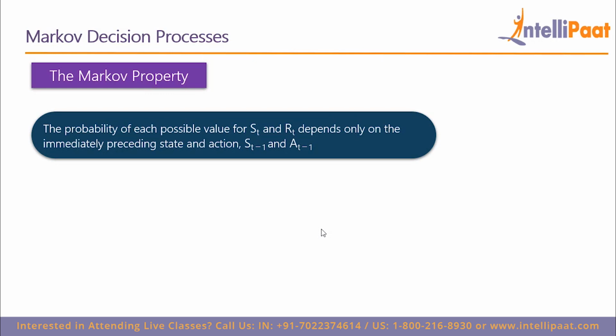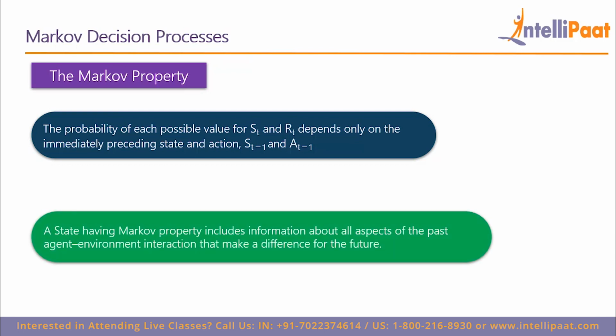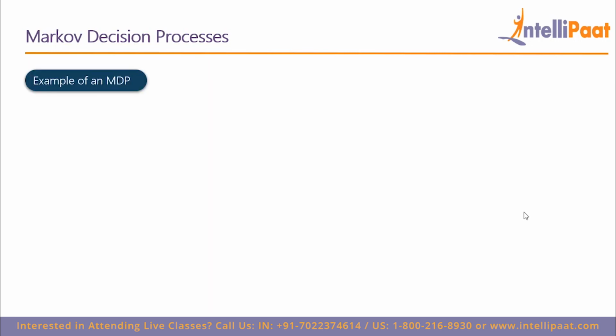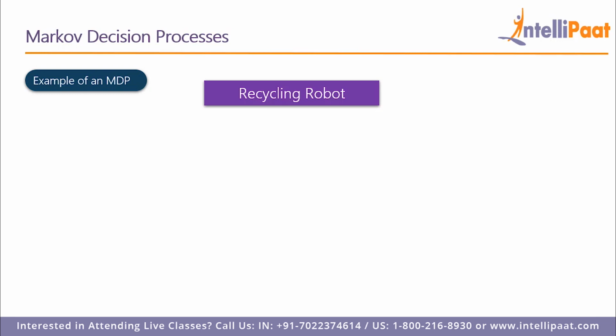Also note that the future state and the reward only depend on the current state and the action, which is called the Markov property. This means that the present state is sufficient, and remembering the earlier states would not improve the predictions about the future. Now let's discuss MDP with the help of an example. Let's consider a recycling robot which collects empty cans in an office environment.